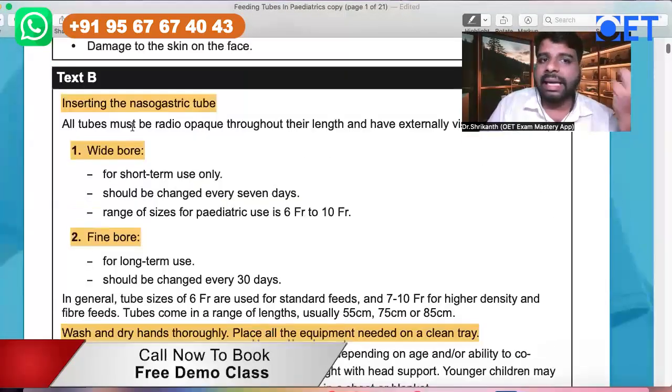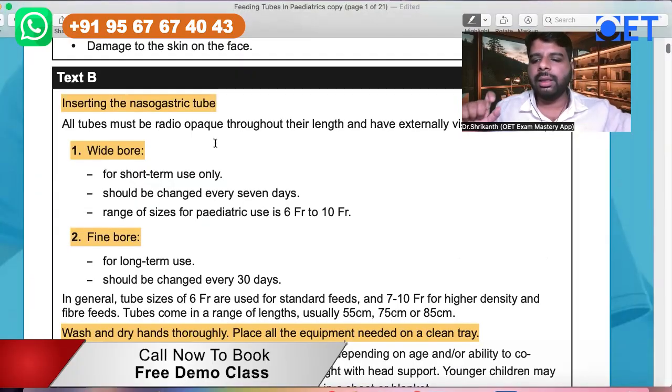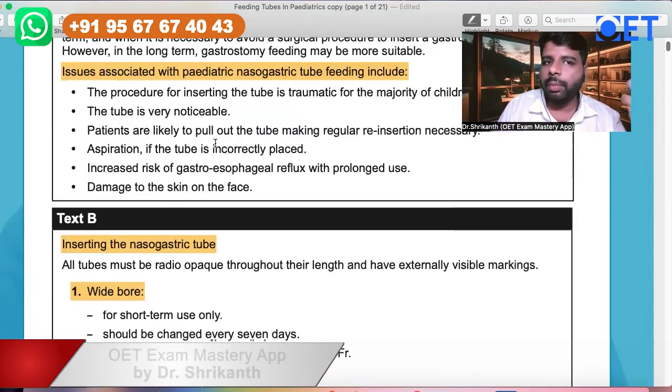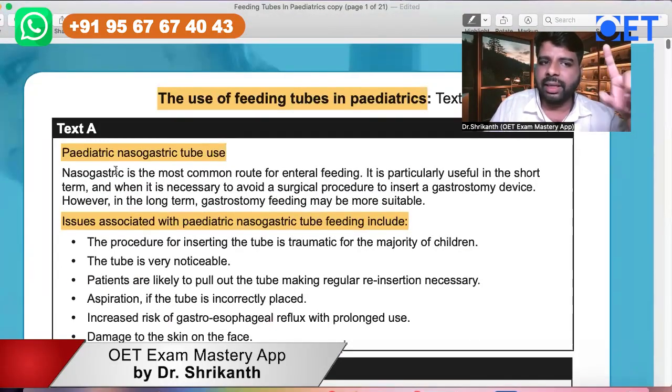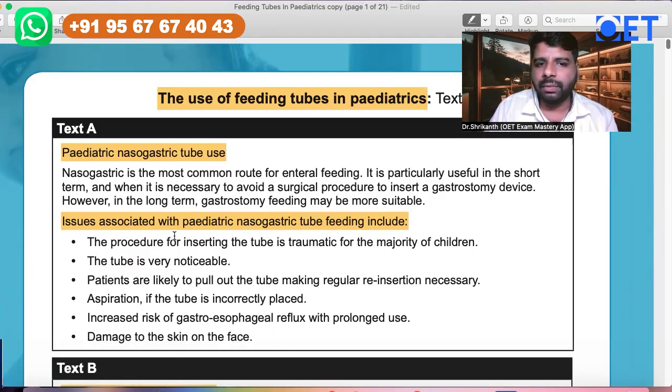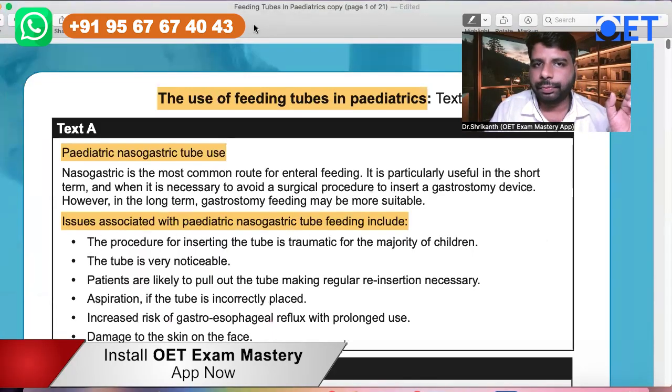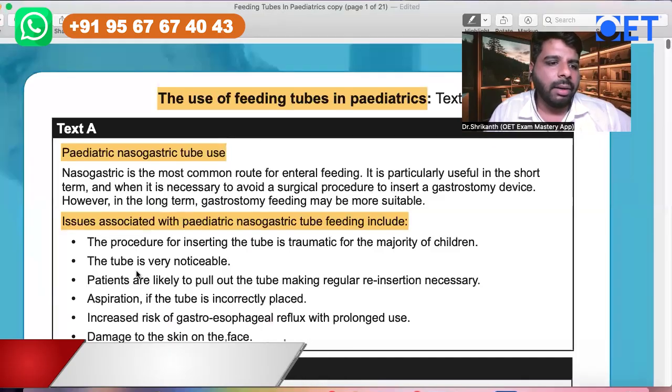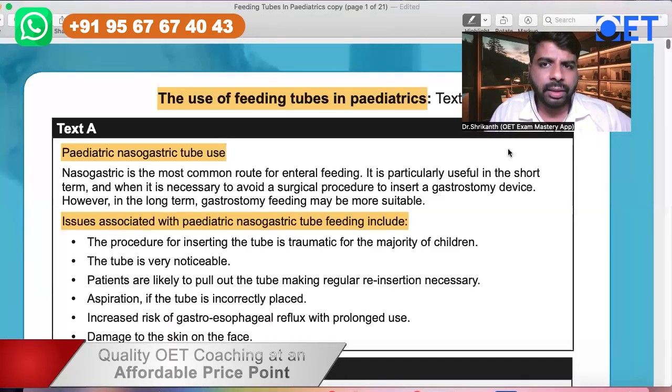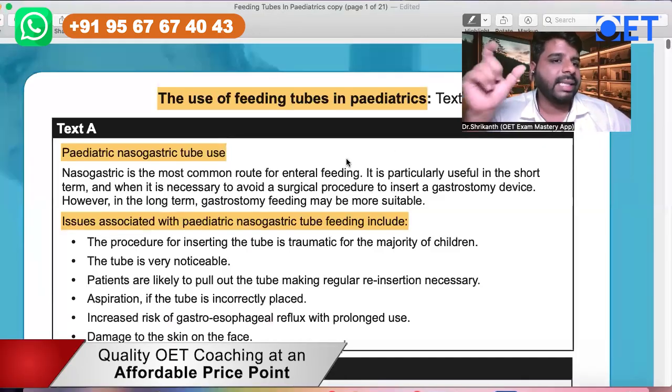And what is here? Insertion of the nasogastric tube. So here they're telling us how hygienically we should insert. Here the question is asking you what are the risks associated. So your intuition is telling no. But text A, what is text A? There is an introduction. And here they have written issues. Issues means problems. Problems are always risky. Problems associated with pediatric nasogastric feeding tube. Right? So your intuition must kick in, and your intuition must be able to tell you, yes, very good, Lakshmi. That is, the answer is going to be in OET reading part A, text A.